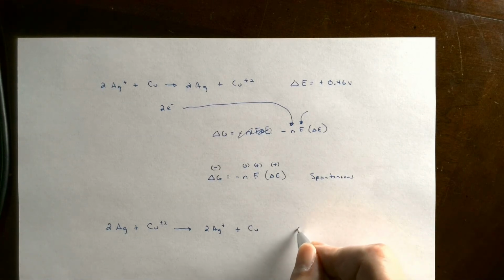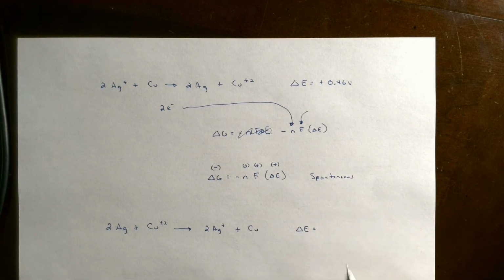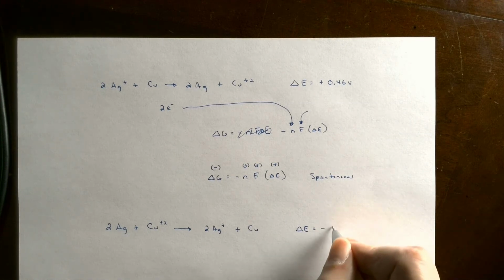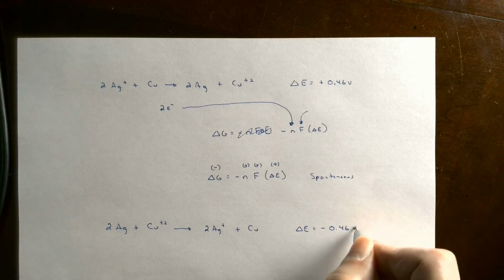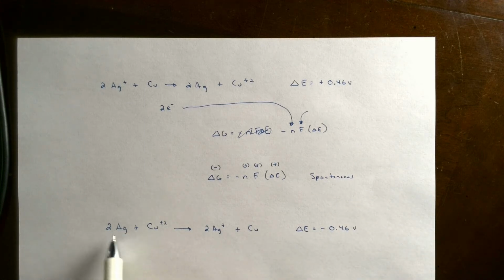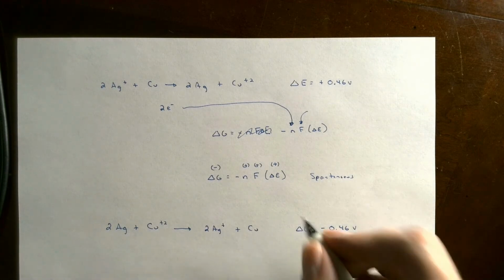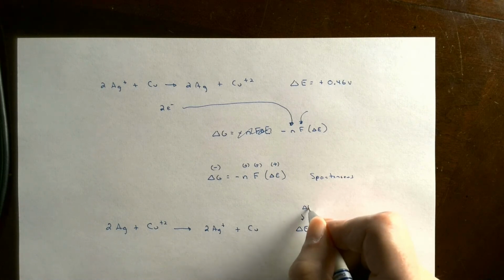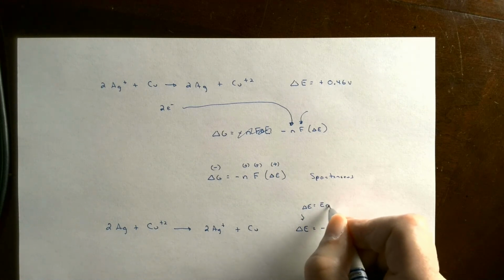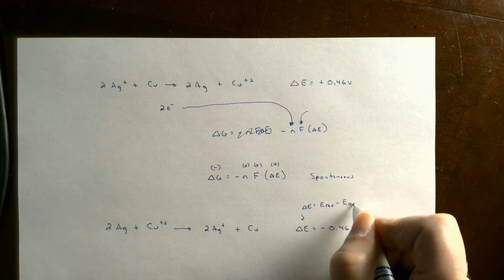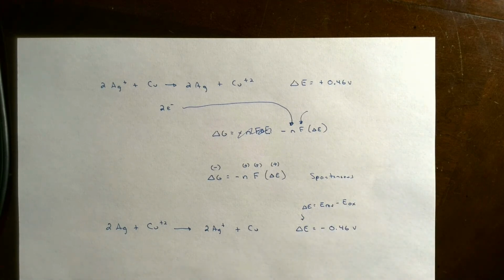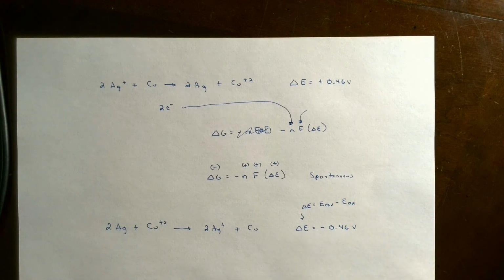If we were calculating the change in potential energy of the electrons between those two half reactions, it would work out to be negative 0.46 volts. Because when we write this, now the silver is being oxidized and the copper is being reduced. So whenever we go through and we say delta E is equal to E reduction minus E oxidation, potential of reduction minus potential of oxidation, those two things are going to be backward from where they were before, and our change in potential is going to be negative.